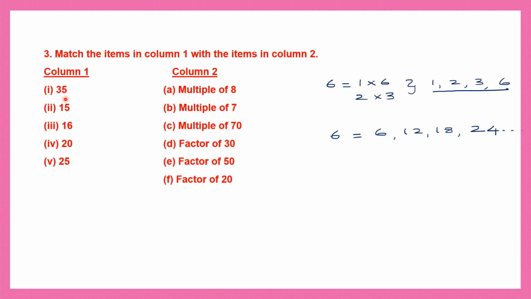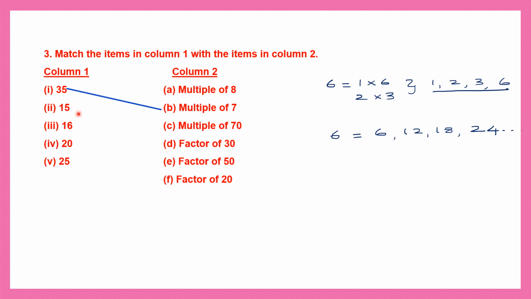Now 35, what will 35 be? Is it a multiple of 8? No. Is it a multiple of 7? Yes, 7 fives are 35. So it's a multiple, so it will be greater. So that is the answer there. 35. So first one is option B.